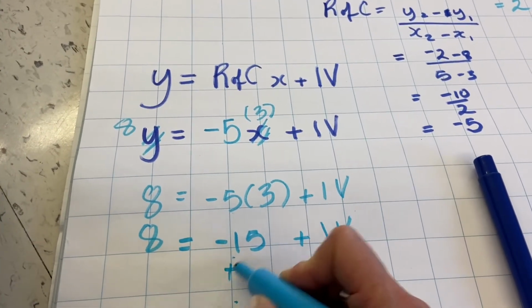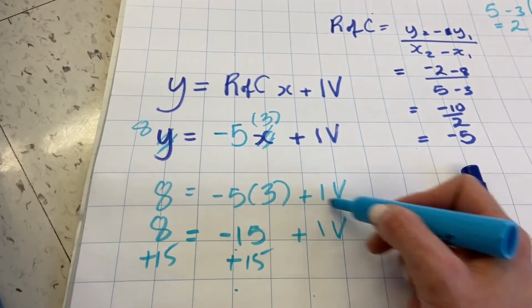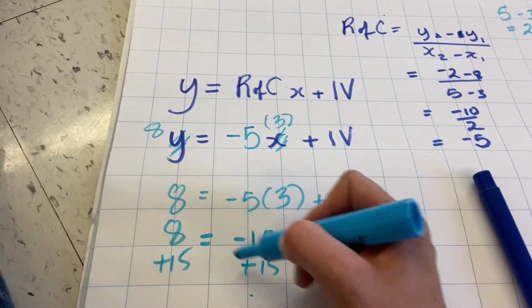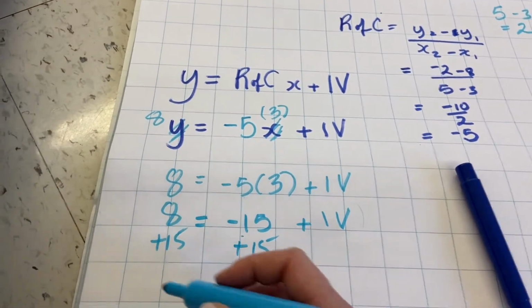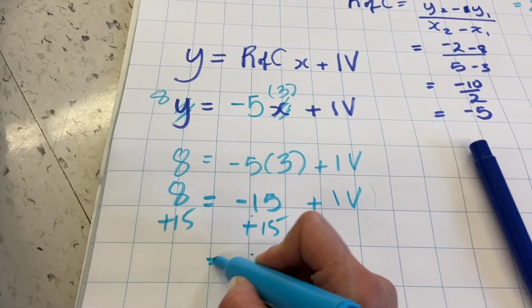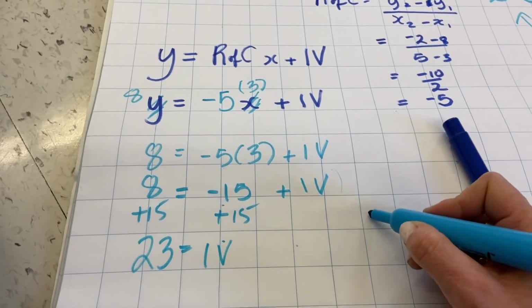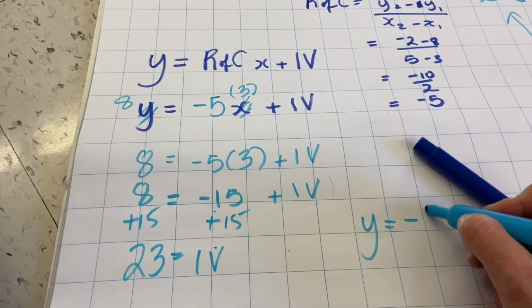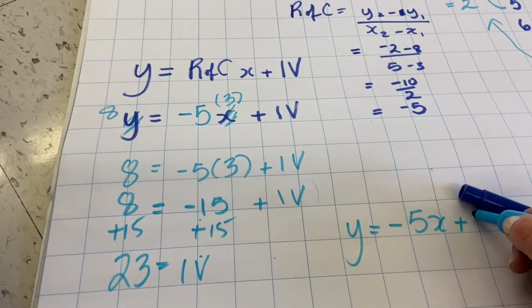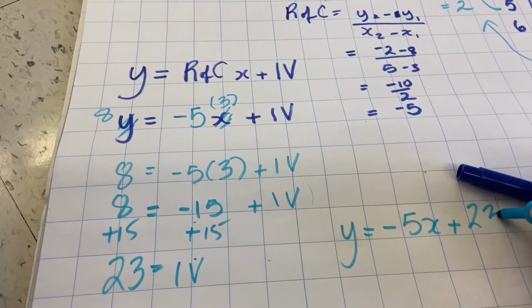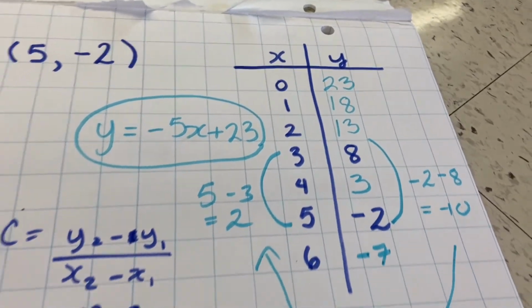We're going to add 15 to both sides to get my initial value all by itself. This is like an initial value, and there's a sale of $15. If the sale is over, the price goes up by $15. So my initial value is going to be 23. So my equation becomes, it's going down 5 every time, and it started at 23. And that's the exact same thing I got with the table.